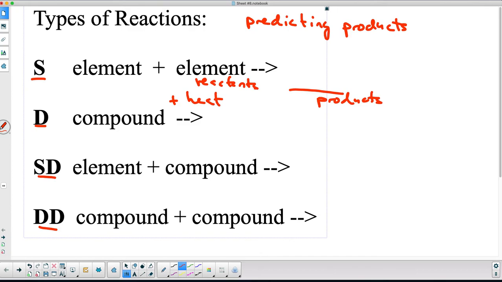So if we have 2 things that we're going to add together, like an element plus an element, then of course we are talking about a synthesis reaction. Now, the key to this is knowing, obviously, at the most basic level when you're looking at something, whether it's an element or a compound. Okay, if it's an element, that means it only has 1 capital letter. If it has more than 1 capital letter, okay, then it is not just an element.